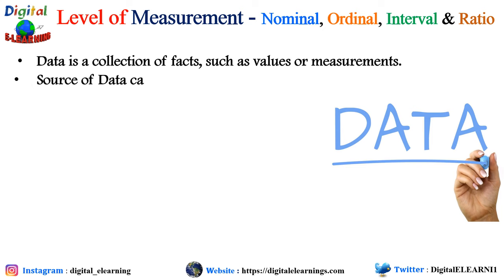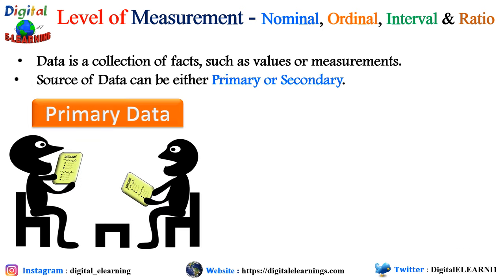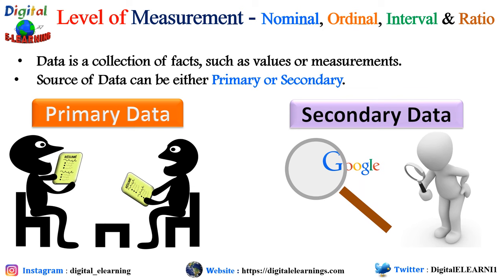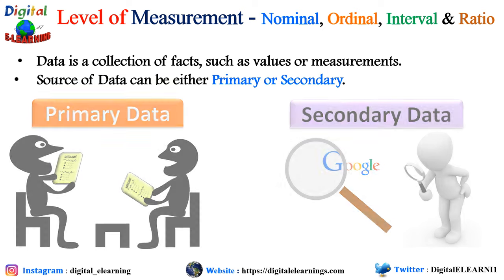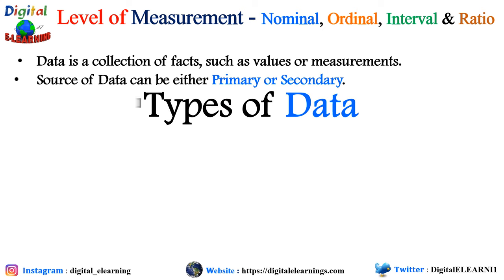The source of data can be either primary data or secondary data. Primary data is the real-time, first-hand data collected from surveys, questionnaires, experiments, observations, or interviews. While secondary data uses already available information. It can be from books, journals, brochures, or any information that is available on Google for research.